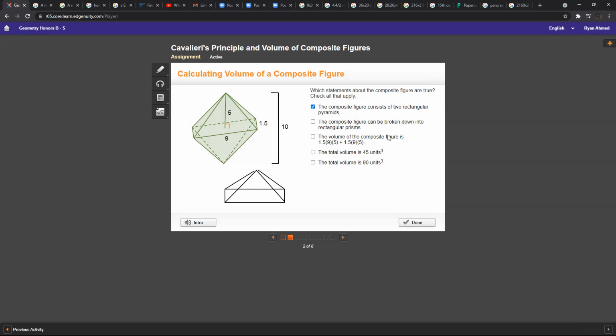And then the second one's talking about rectangular prisms. I don't think this one can be broken down into rectangular prisms. Yeah, I thought so too. Yeah, it doesn't look like it. So then how do we find the volume of the composite? Oh, I think we do 1.5.